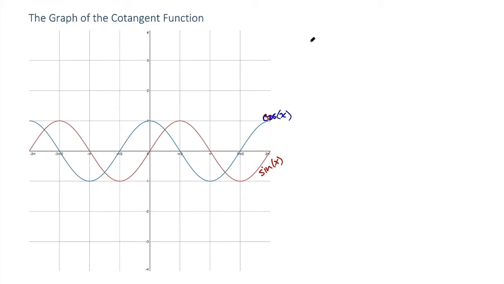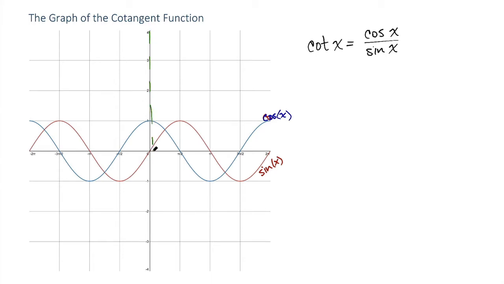And the reason we need these two is because the cotangent of x, by definition, is equivalent to the cosine of x over the sine of x. That tells us that anytime the sine of x is equal to 0, we cannot divide by 0, so that will be cut out of our domain. So we'll actually have an asymptote anywhere that the sine, or the red, is equal to 0.